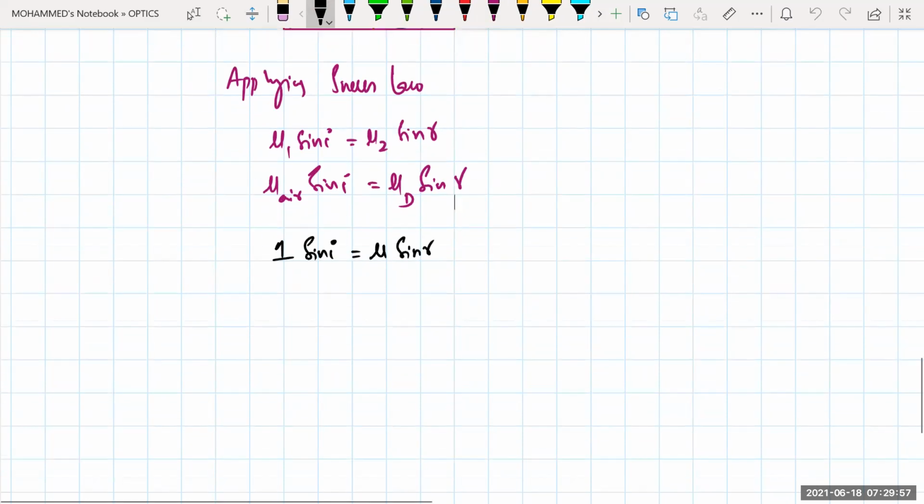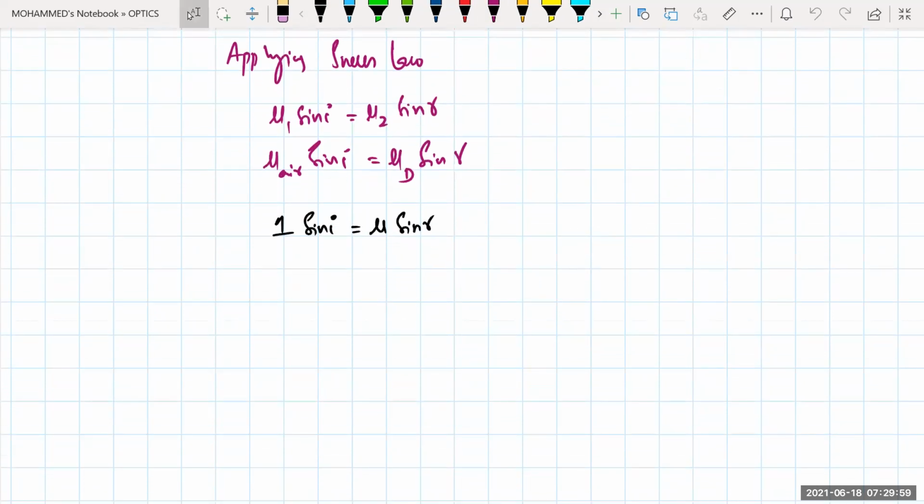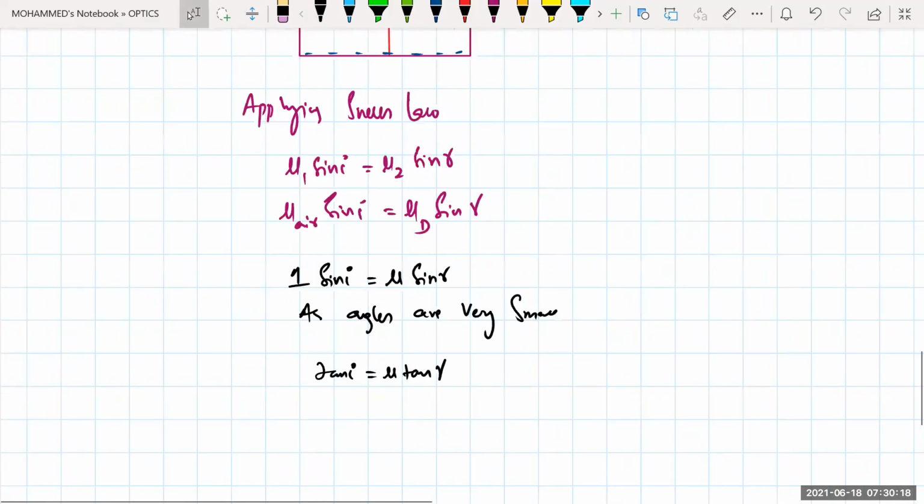Now tell me, as the angles are very small, sine theta is equal to tan theta. So I can write sine I is equal to tan I, and tan I is equal to mu into tan R.